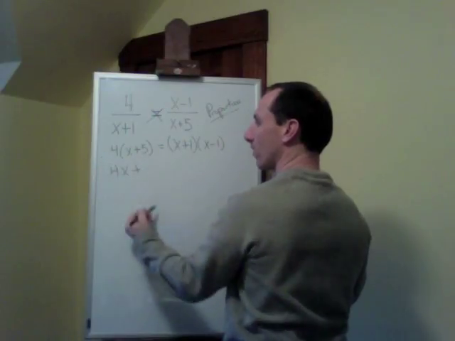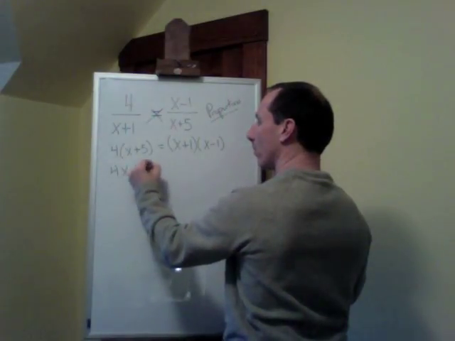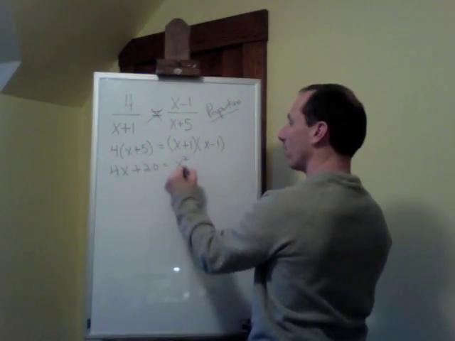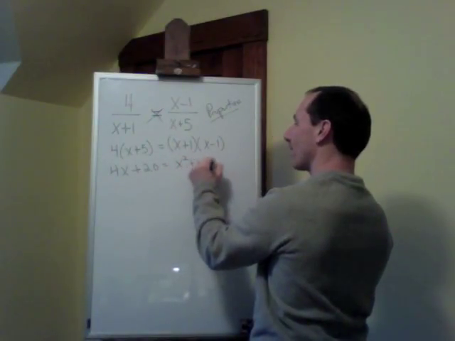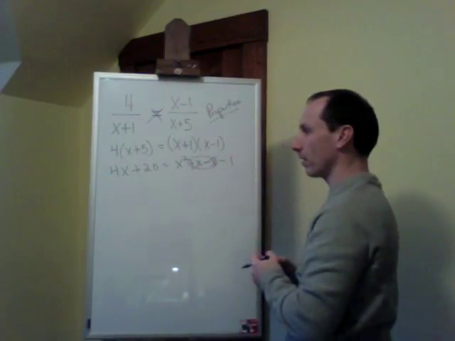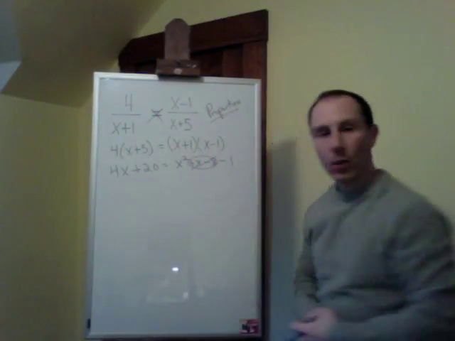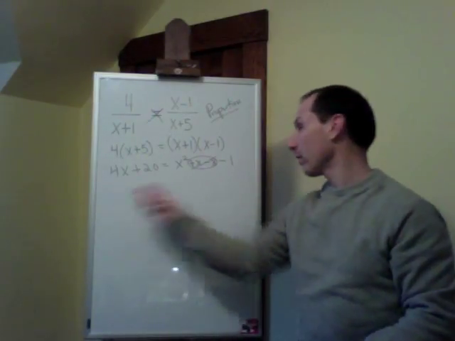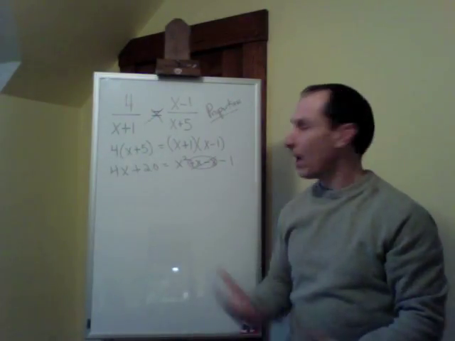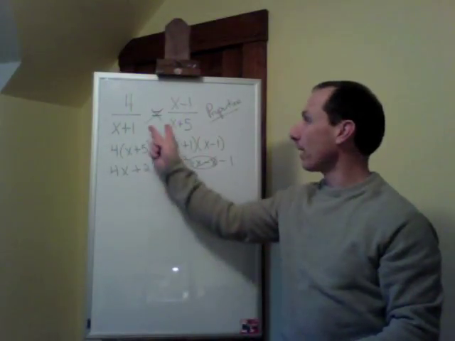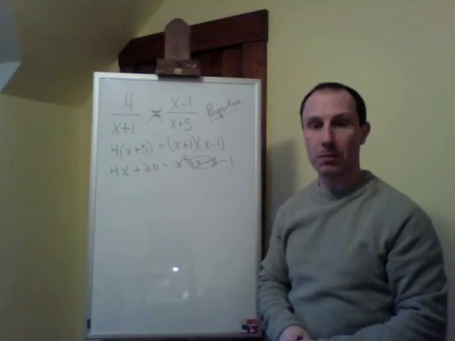So 4 times x is 4x, plus 4 times 5 is 20, equals, and when we FOIL this out, we're going to get x squared plus x minus x minus 1. And these x's are going to cancel each other out. At this point, we have a quadratic. If I did not have a quadratic, if this is just a linear situation, I would isolate my variable, be done, check my solution in the denominators to make sure it doesn't make them go to 0.